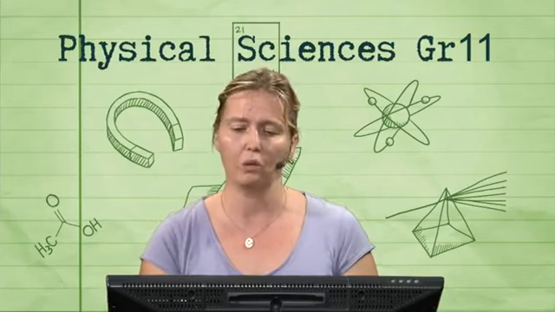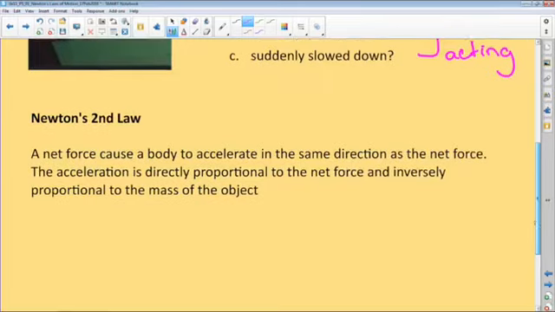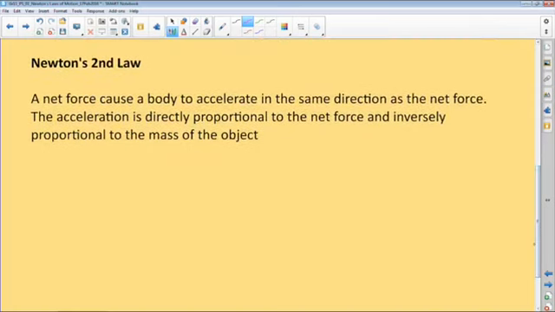And Newton's second law of motion says the following. A net force, and here this is important, a net force will cause a body to accelerate. Now we don't have uniform motion anymore. It will cause a body to accelerate in the same direction as the net force. And the acceleration is going to be directly proportional to the net force and inversely proportional to the mass of the object.